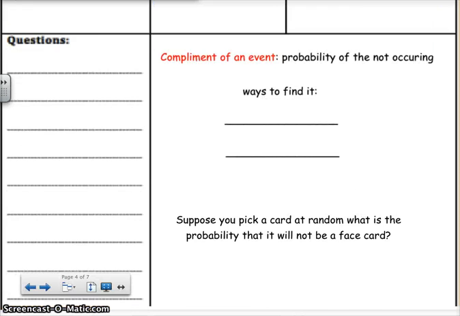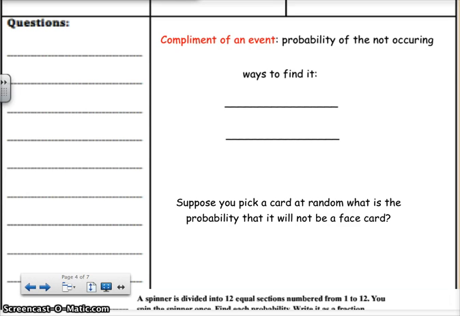Okay, the next thing we're going to talk about is complement of an event. It's the probability of an event not occurring. Complement of an event is the probability of it not occurring. So the ways you can find it, you can find the probability of not. What I mean by that is if I wanted to know the complement of the probability of heads, I would look for the probability of tails. So you're looking for that opposite.